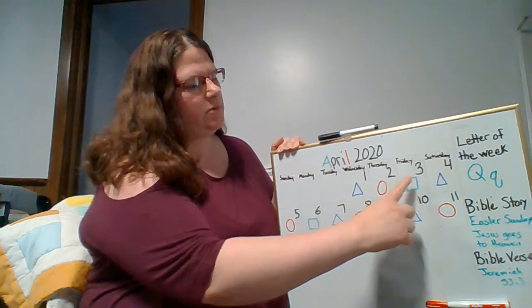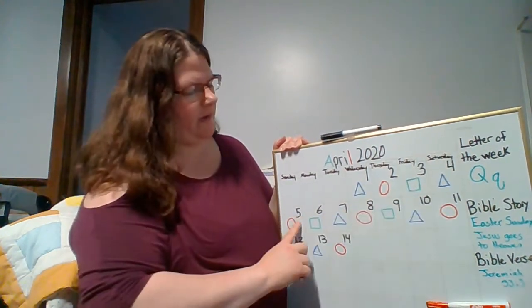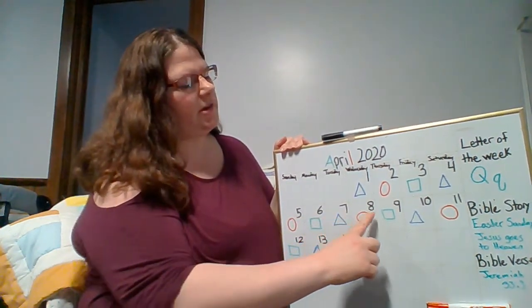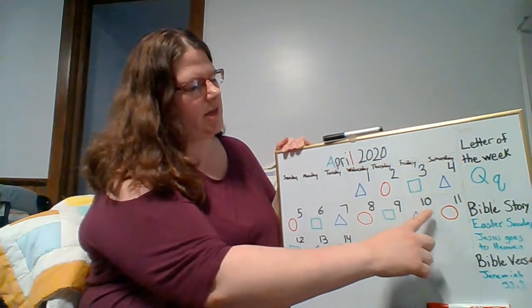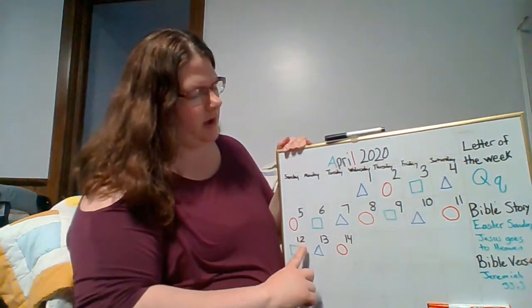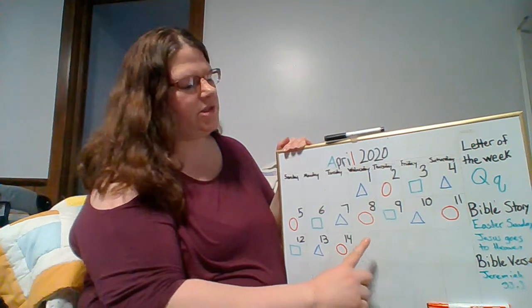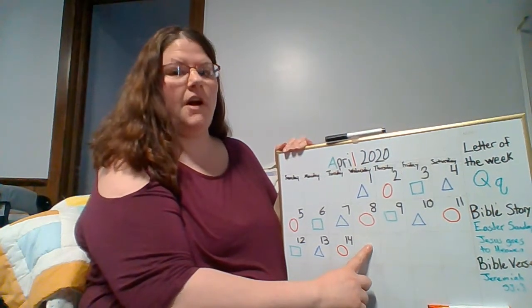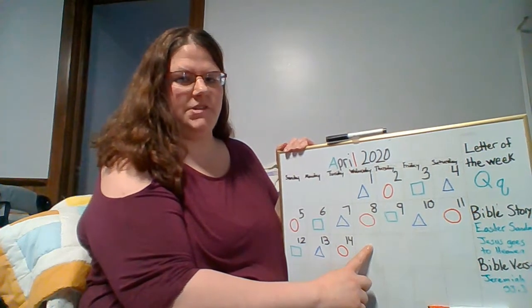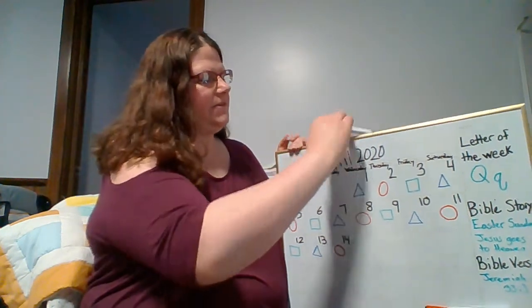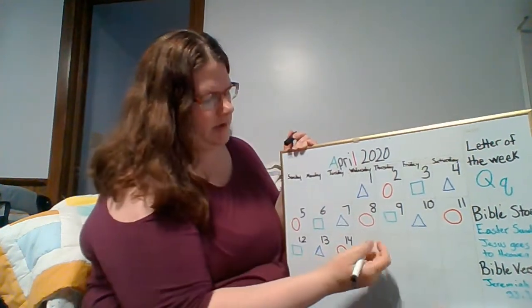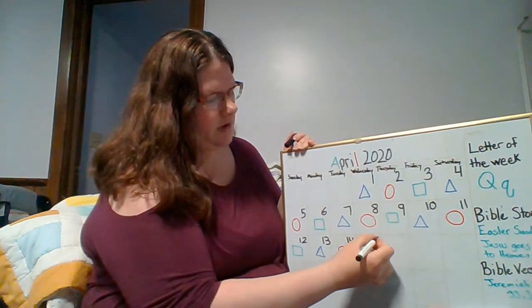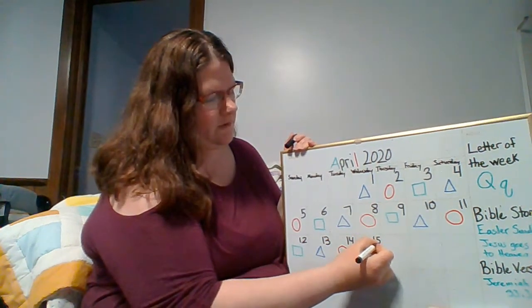1, 2, 3, 4, 5, 6, 7, 8, 9, 10, 11, 12, 13, 14. What comes next? 15. 15 comes next. 15 is a 1 and a 5.